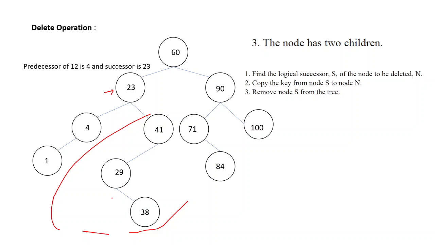So now that node containing 12 is lost, and the property of the binary search tree is also maintained. As you can see, all the nodes like 4 and 1 are of course less than the value 23, and 41, 29 and 38 contain values which are greater than 23. Therefore, the binary search tree property is maintained when you delete a node containing two children in this manner.